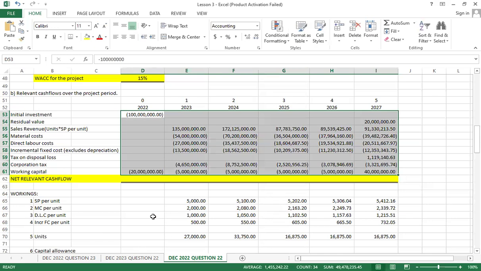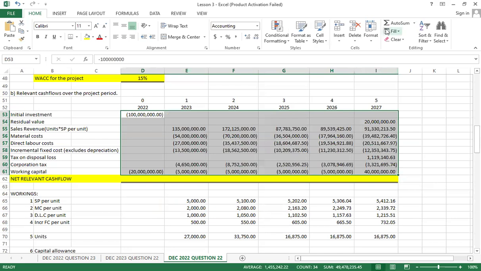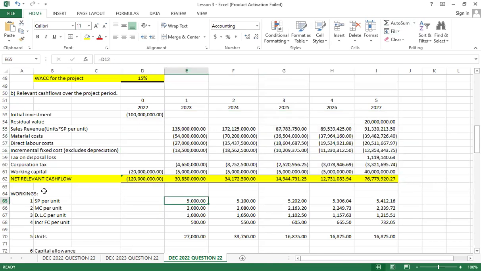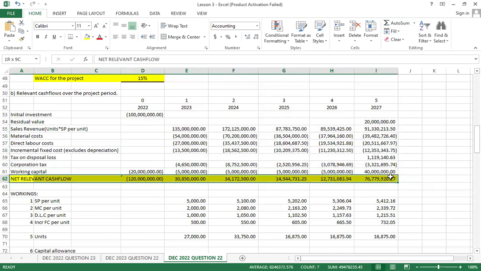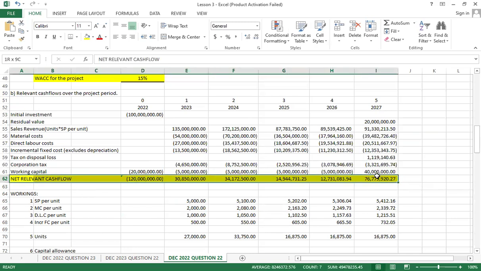So if I add them downwards per year, they total to those amounts, which I have in yellow. So if you want to compute something like NPV, which was part C, then you'll use these summarized cash flows.